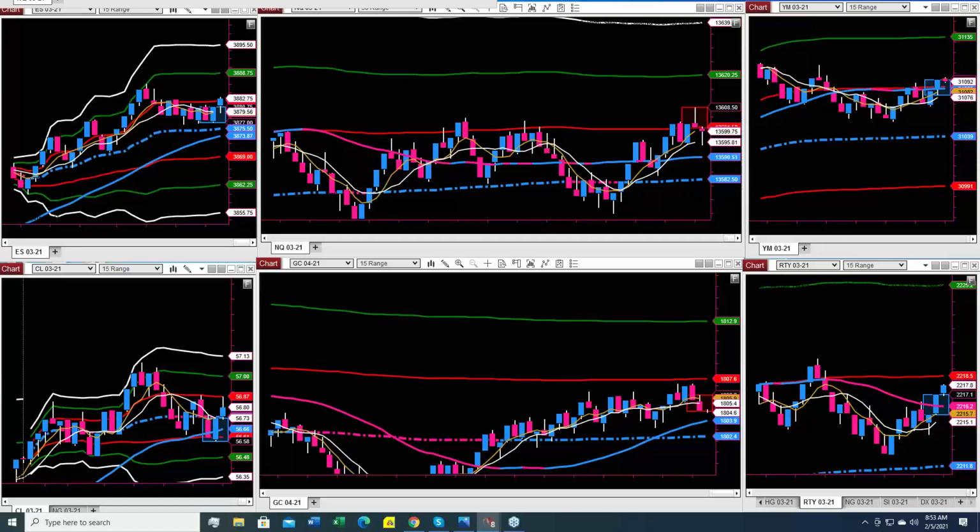Russell is going. Russell's along. First target, 19.5. If anybody wants a Russell trade, 19.5 on Russell. 19.5 first target. Stop is 15. The only thing I don't like about it is it's pre-market and there's not a lot of volume, but 19.5 is first target.